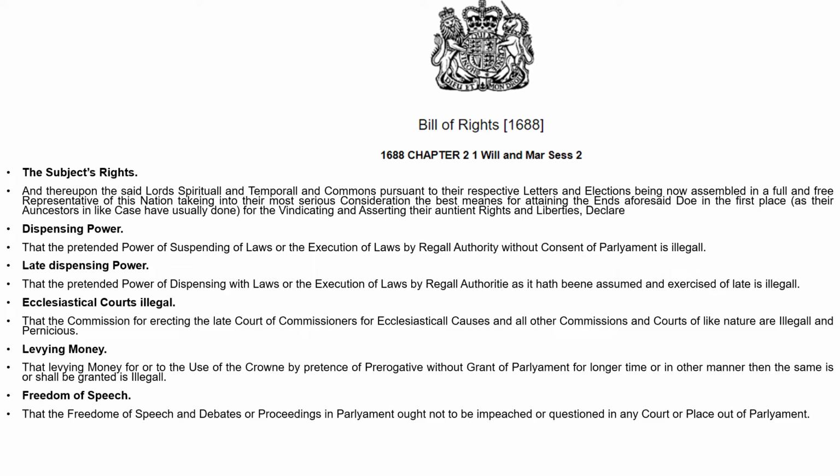What they did secondary was they created a Bill of Rights, still done under the Act of Will and Mar and still in 1688. And it says the subject's rights. If we read the first paragraph, it tells you they're supposed to be asserting your ancient rights and liberties. It also says that the levying of money, on the second last paragraph, for use by the Crown by pretense without the grant of Parliament for a longer time than is necessary is illegal.